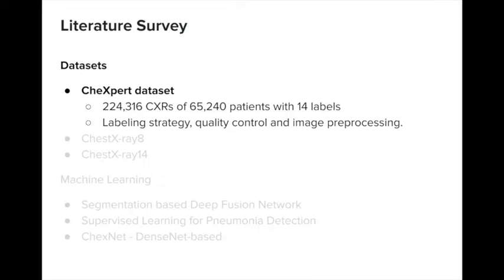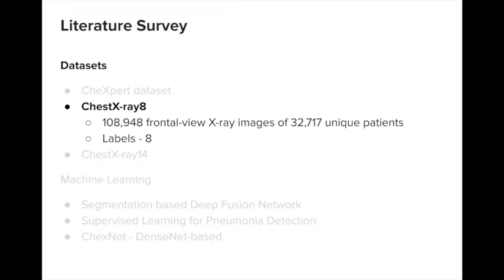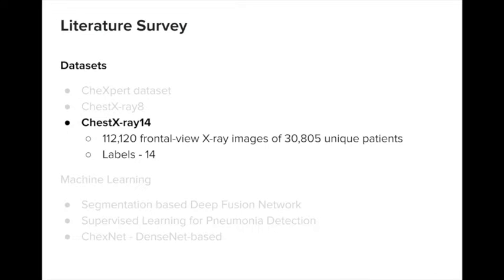As in the case of any research, before working on the solution, we studied the background of chest X-ray diagnosis in the machine learning domain. The CheXpert dataset is one of the largest publicly available datasets for chest X-rays, with more than 224,000 images for 65,000 patients with 14 labels. The unique idea about this paper was the labeling strategy that they used, apart from the quality control and image preprocessing steps. Another paper we looked at was Chest X-ray 8, which consisted of 108,000 frontal view X-ray images for 32,000 unique patients. The difference being the labels used were 8 instead of 14. The third paper, Chest X-ray 14, uses 112,000 frontal view X-ray images for 30,000 unique patients, and the number of labels here is 14 as well.